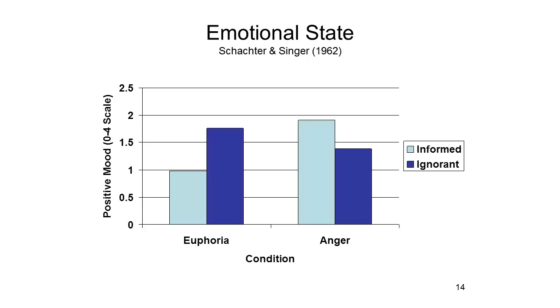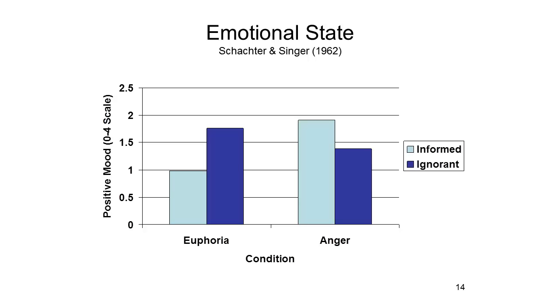So the conclusion is that the subjects in both conditions felt physiologically aroused. They didn't know that this was because of the drug they'd been injected with, so they searched the environment for something that would explain why they felt the way they did. The subjects who were exposed to the happy confederate interpreted their arousal as happiness. The subjects who were exposed to the angry confederate interpreted their arousal as anger.